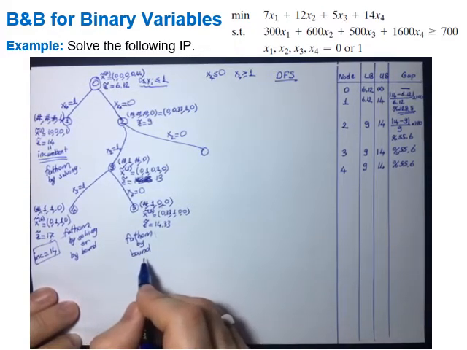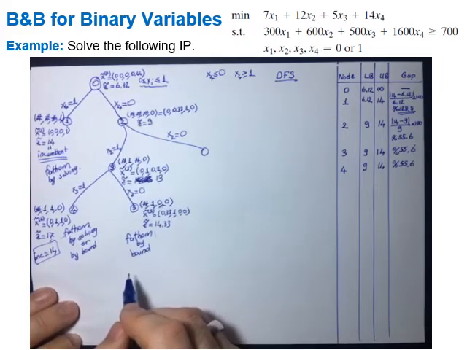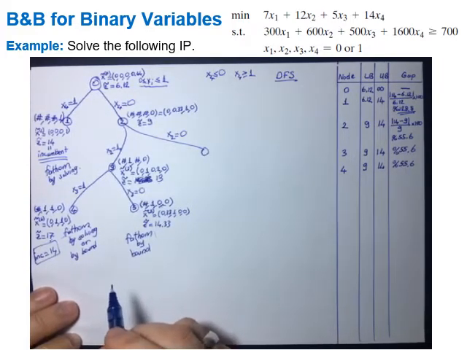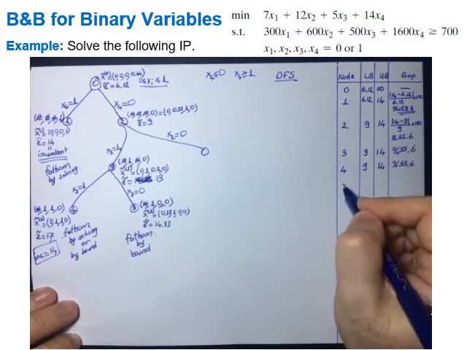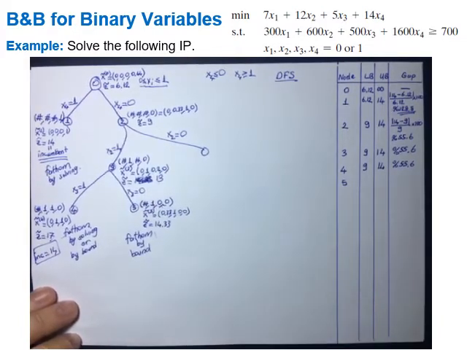But fathoming by bound, you need to be careful. You need to understand the relaxations and the bounds so that you can make this reasoning. Okay, let's fill in the table what's going on in node 5.